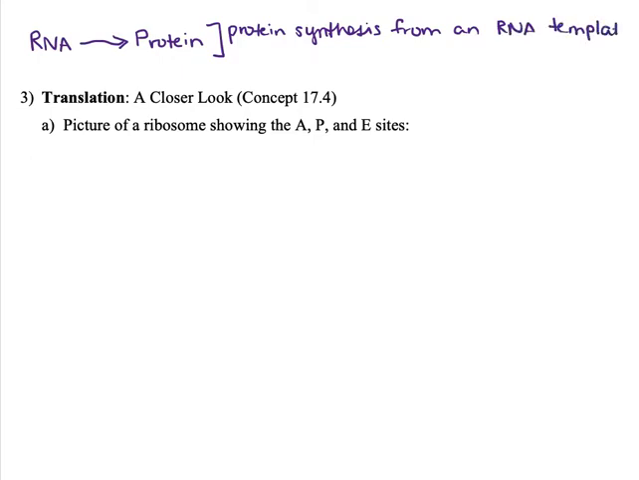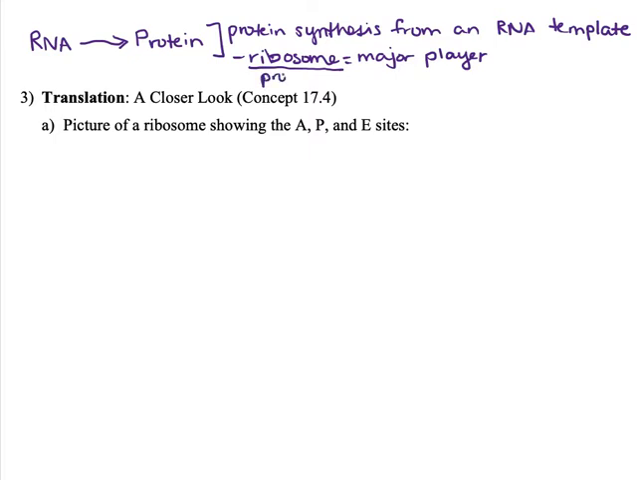And the major player is going to be the ribosomes. One of the major players. We'll also have the three types of RNA involved. And just to review ribosomes, we learned about these in Unit 1. Ribosomes are made of RNA and protein, and their job is protein synthesis.